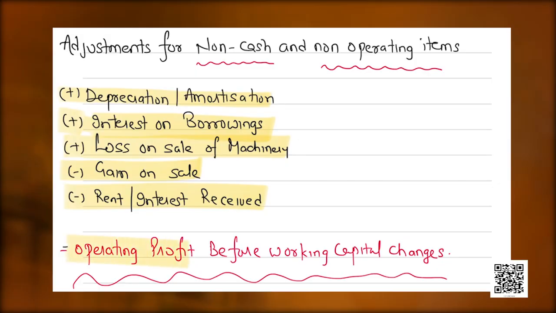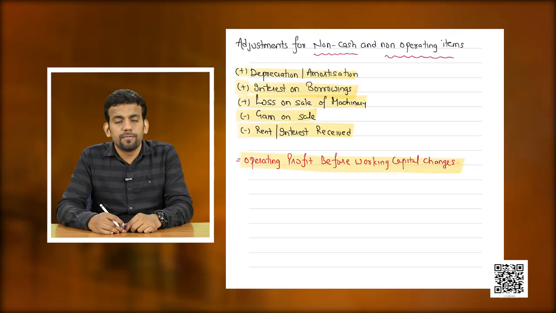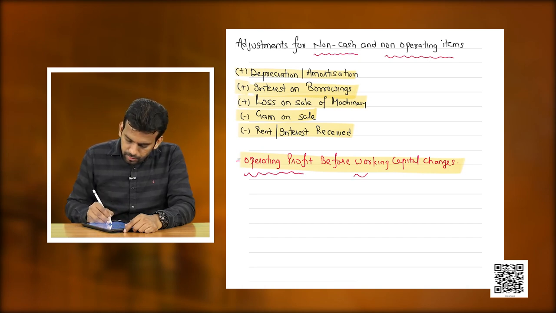Sometimes we see certain incomes in our profit and loss which are non-operational: receiving rent, receiving dividend, receiving interest. These are all non-operating incomes of the business, but credited to the profit and loss account. So we have to deduct them, since we are calculating cash flow from operating activities. By adding and subtracting all these items, we will arrive at operating profit before working capital changes. After that, we would give the final touch to arrive at the net figure, to know the exact inflow and outflow of cash from operating activities.